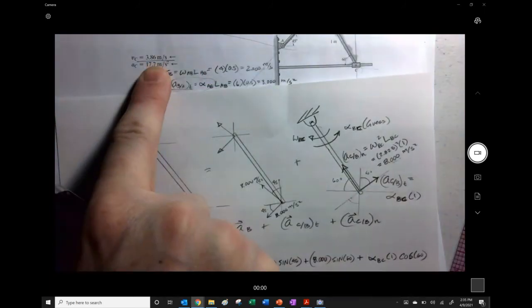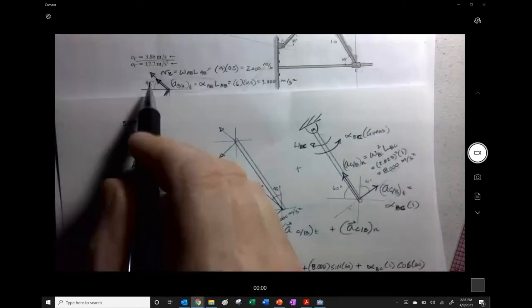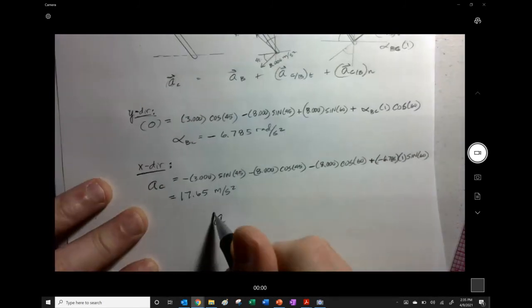Yay! 17.7 meters per second squared, and we got the correct direction. Whee!